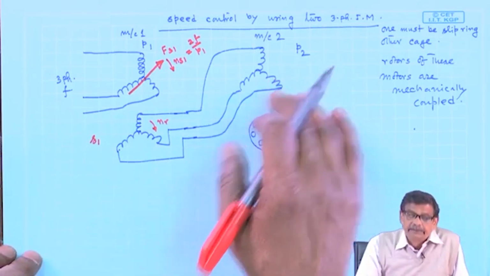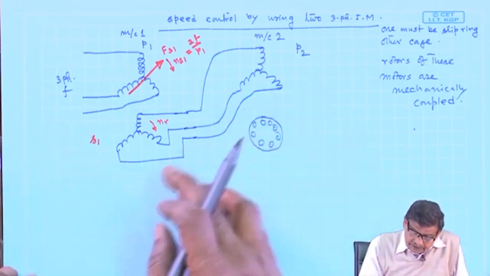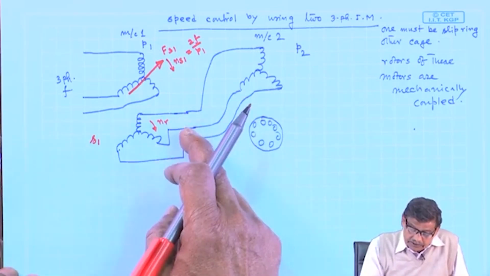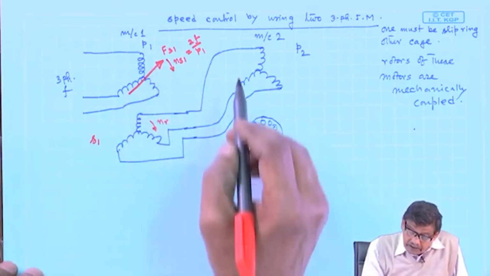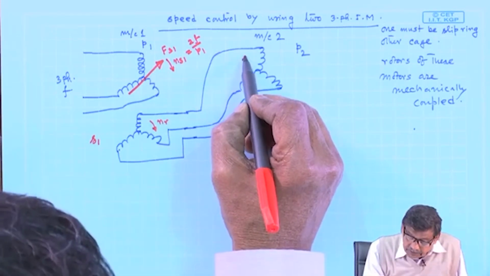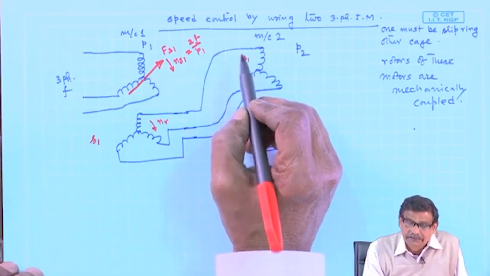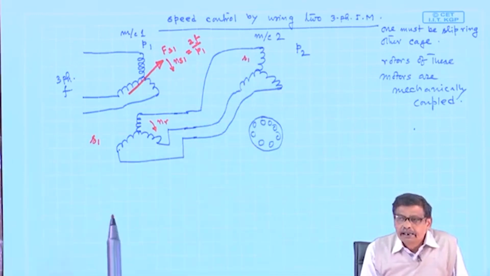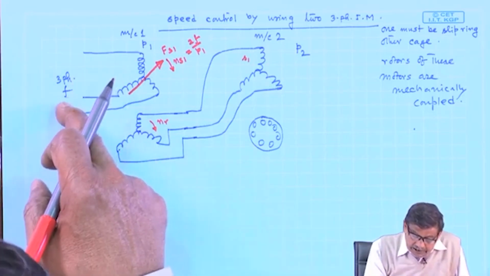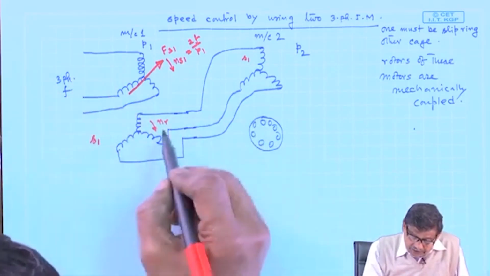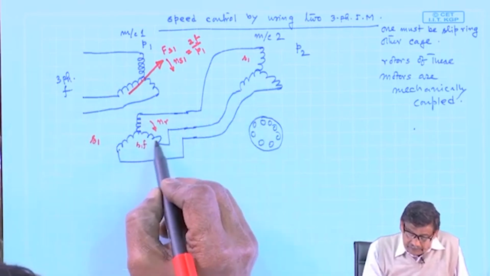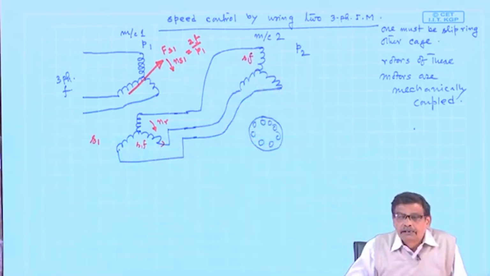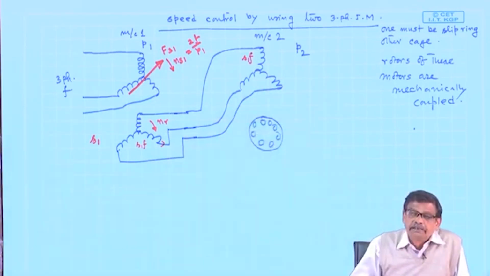Now, look at the second machine. The second machine is supplied with a balanced three phase voltage, definitely, because these are all balanced machines, but what is the frequency of the supply of the second machine? What is the frequency of the rotor currents? It is S times the supply frequency. So, S1 f is the frequency of these currents. Then the second machine is supplied with a frequency S1 f.